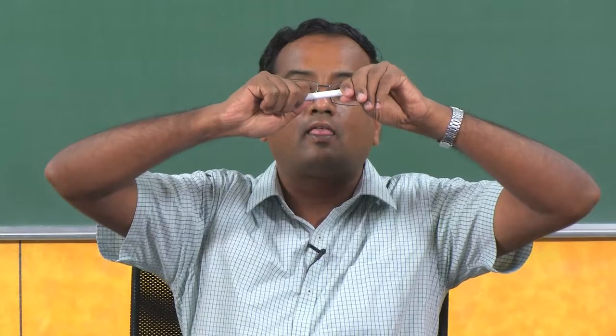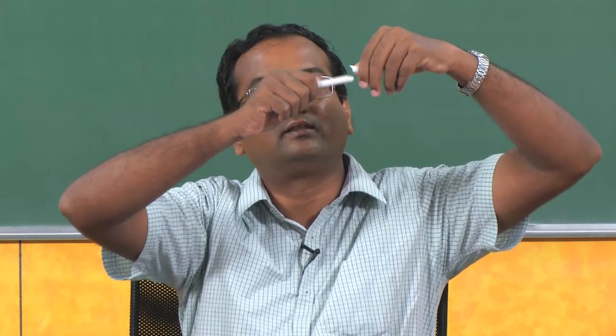So, I have this chalk piece. I am twisting it, and you can see that the failure envelope here is roughly 45 degrees. So, that shows that whatever we are studying makes practical sense also.